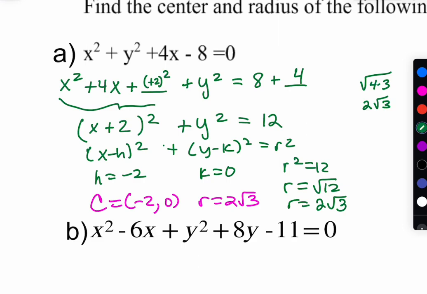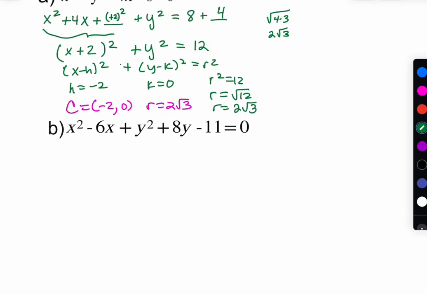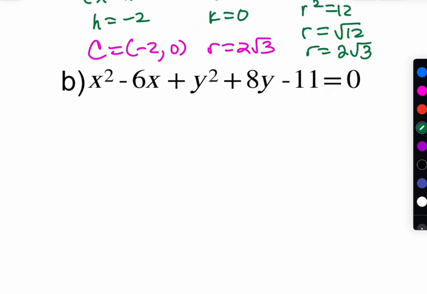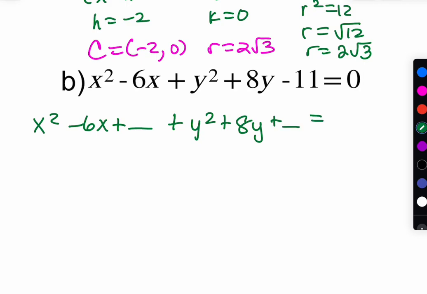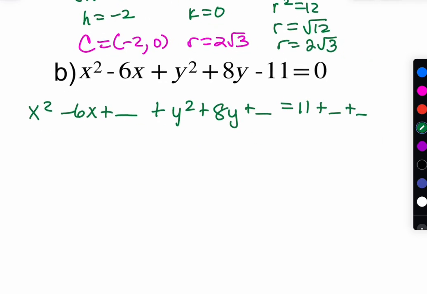So now let's do the same exact thing for part B. Luckily the x's are together, so we're going to put the x's together with a blank. This time our y's need fixing, so we're going to put our y's together, plus a blank. If they aren't in order, you can just rearrange the order to fit what we want. We're going to move the 11 to the other side. When it moves to the other side, it always changes sign, so that's going to be a positive. I have 2 blanks this time, so make sure you have 2 blanks. All I'm doing is a little rearranging to make everything lovely.